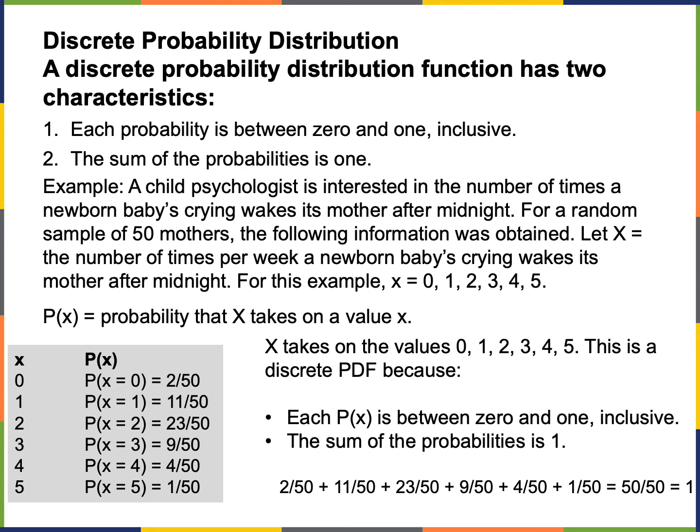So this is basically the structure of it. Now each probability is between 0 and 1, check. And if we add all of these up together, we get 50 out of 50, which is equal to 1.